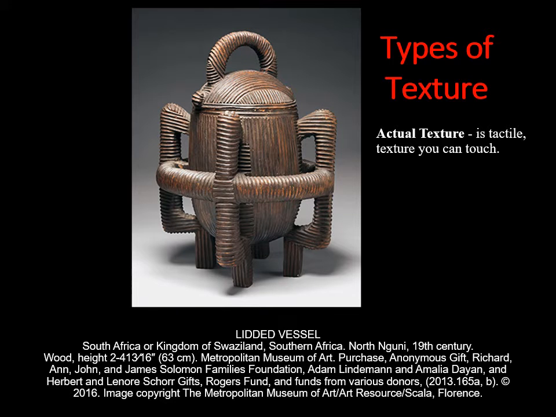So another one of the elements is texture. So we're all pretty familiar with texture, how things feel. And so we have actual texture. If you were allowed to handle the artwork, you could feel, in this case, the ridges on the carved piece, as well as the wood. All of it has a type of texture that you can feel and touch.